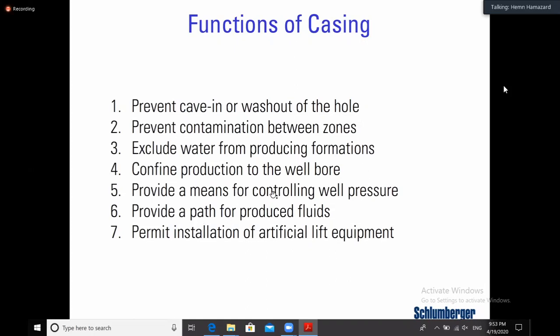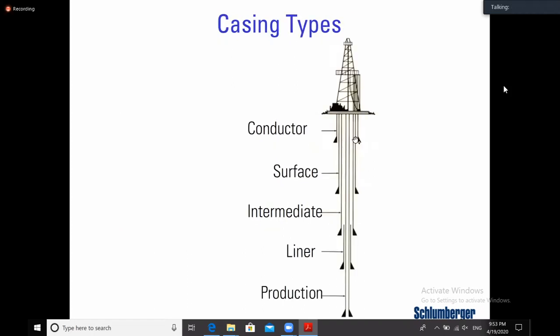Provide a path for produced fluids: tubing, or sometimes the casing itself. If you cannot produce through an open hole, you need to have a steel tube or casing so you can produce hydrocarbons through. Permit installation of artificial lift equipment. That's another point of having casing. Okay, casing usually consists of these types from the top to the bottom.